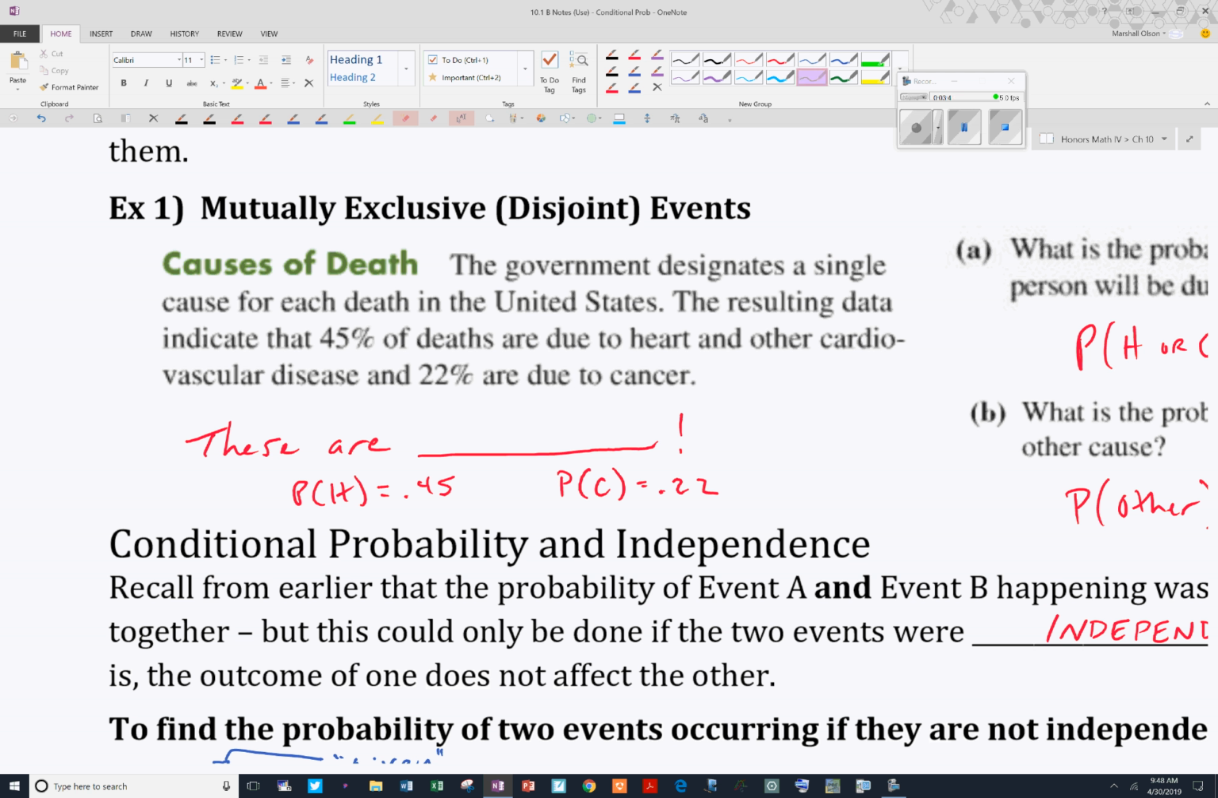So there's no way. Now, can a person have cardiovascular disease and have cancer? Yeah, it is possible, right? But the cause of death can only be due to one thing. So these are disjoint. The probability of dying due to either one of those are disjoint. And I just relisted the probabilities there using the probability notation.